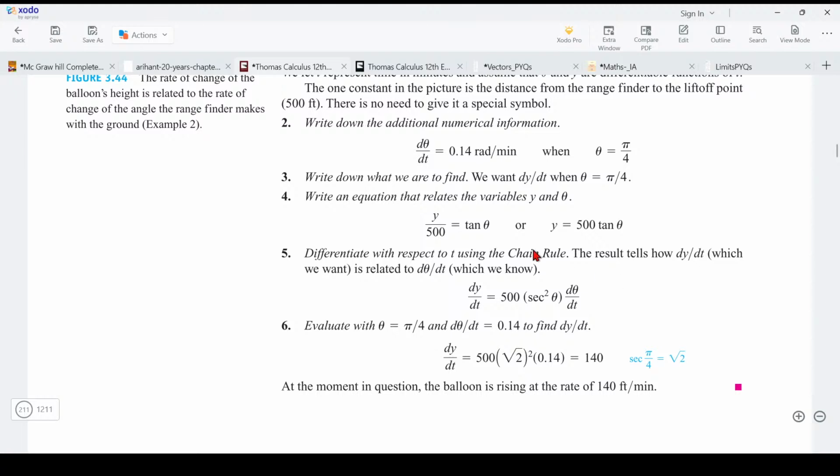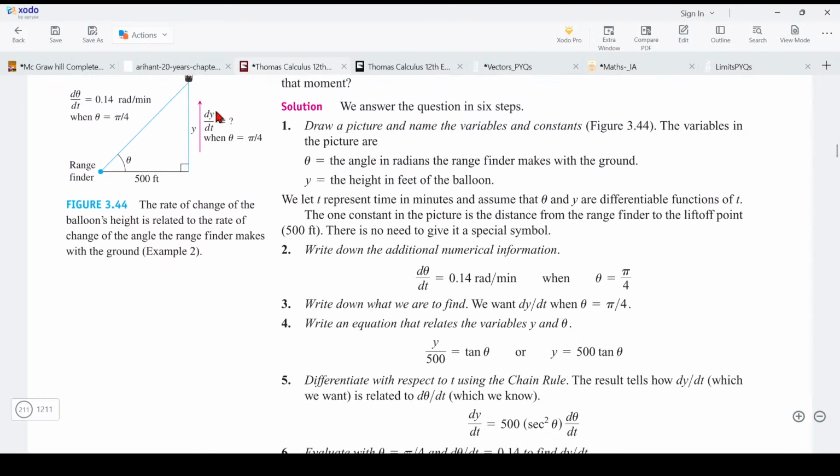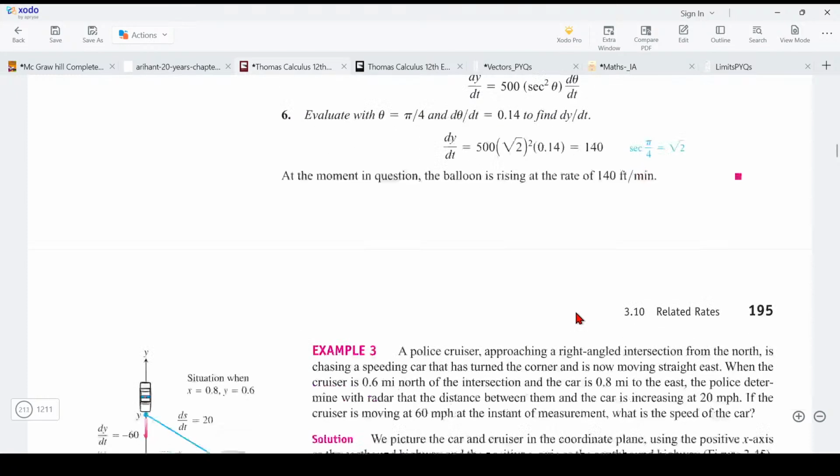Y is expressed in terms of tan theta, right? What we want is dy by dt. If y is expressed in terms of tan theta, we can directly do, right? Dy by dt equals 500 secant square theta into d theta by dt. Agreed? Yes, sir. Understood, no?